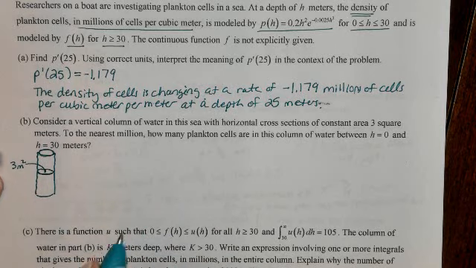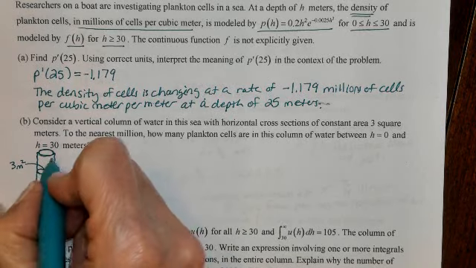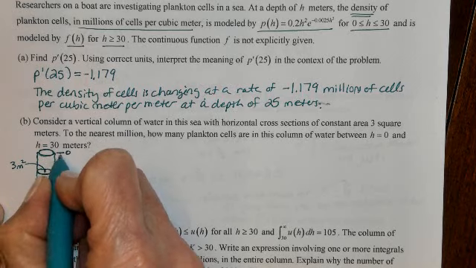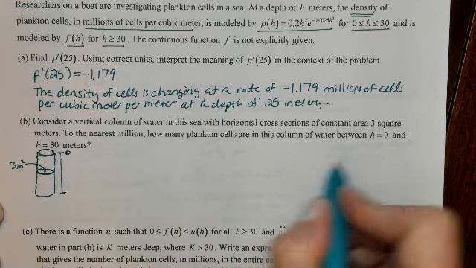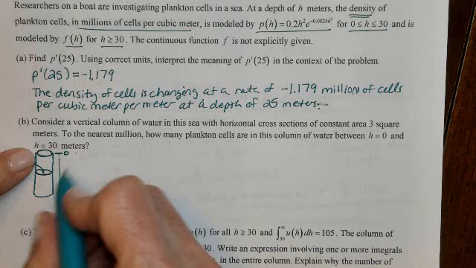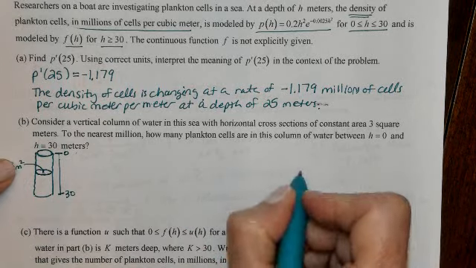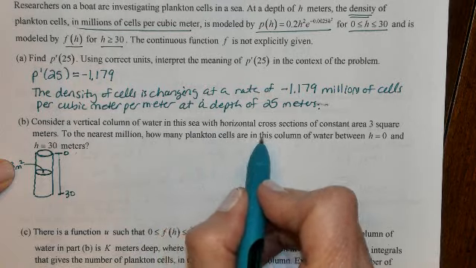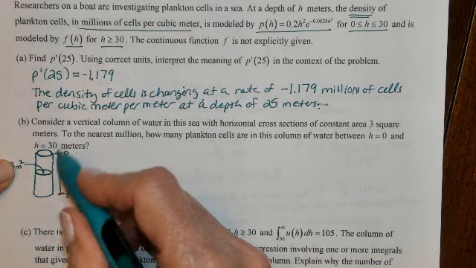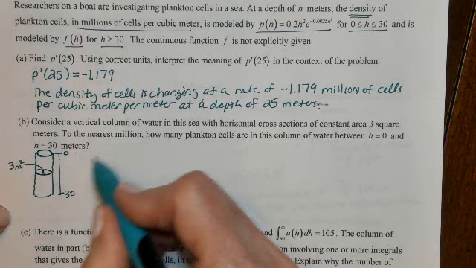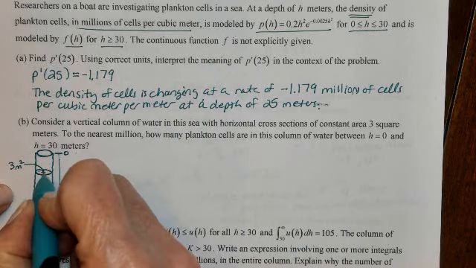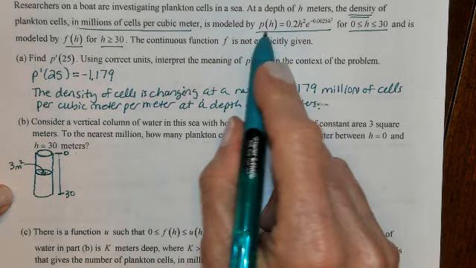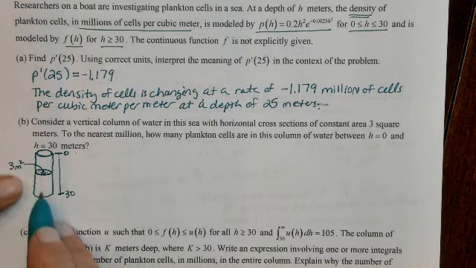So each cross-section, wherever it is, that area is 3 square meters. Okay? So remember, this is depth of water. So we're starting the depth at 0, and then we're going down to 30 meters. Okay? So to the nearest million, how many plankton cells are in this column of water? I know that at a depth, the density is P of H, right? The density is P of H at any depth, H.